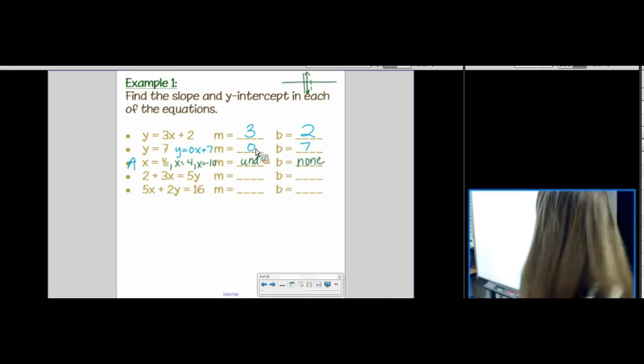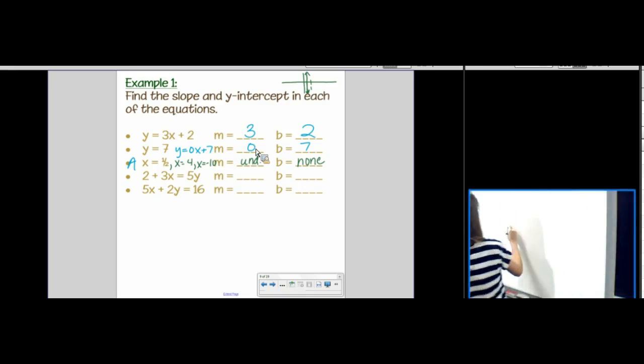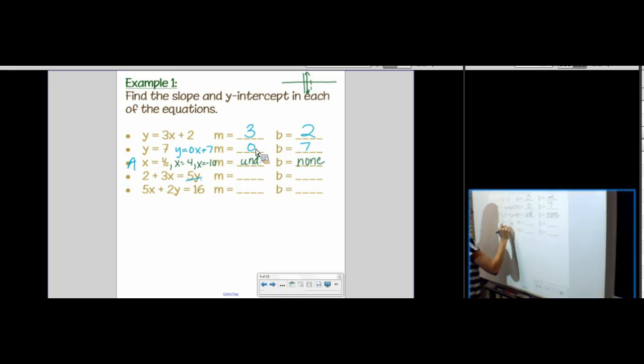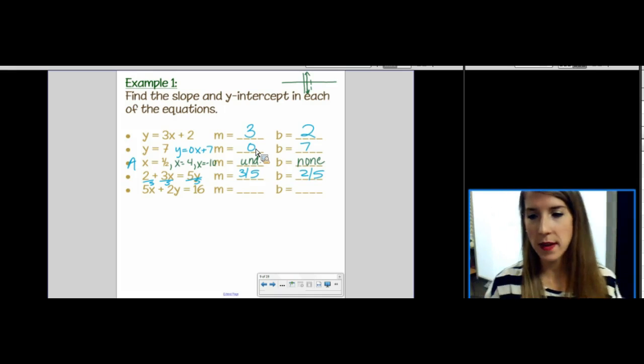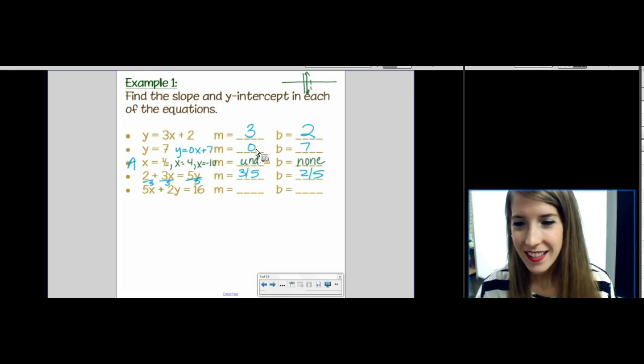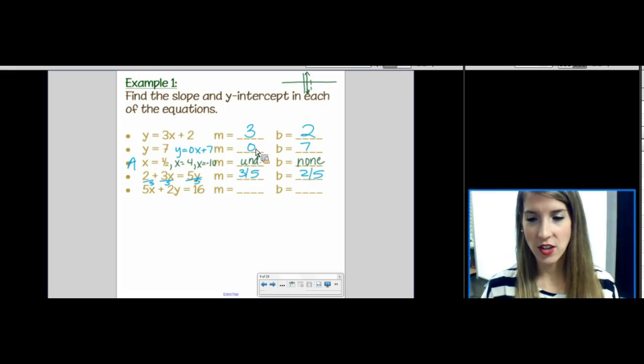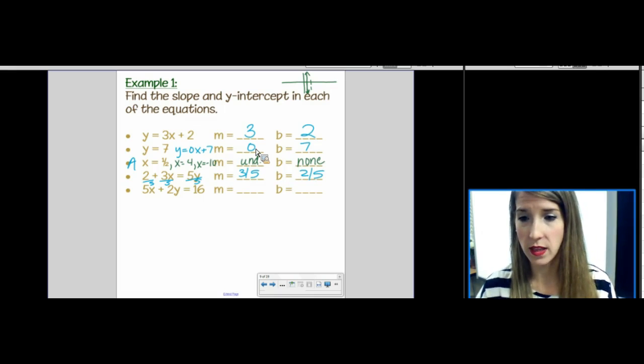Okay, awesome. So we need to solve for y. We cannot find the slope until we've solved for y. So we divide everything by 5. The slope is 3/5, and the b is 2/5. Thank you for not converting it to a fraction or a mixed anything. You can't do that. Yes, Kendra, you do have to convert it to slope-intercept form in order to find the slope and the intercept.